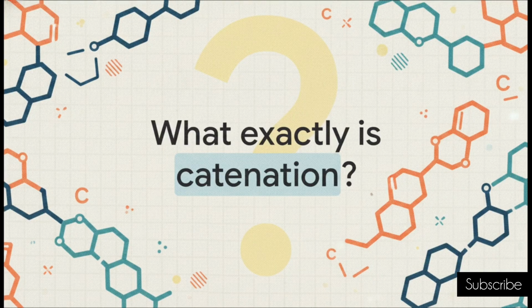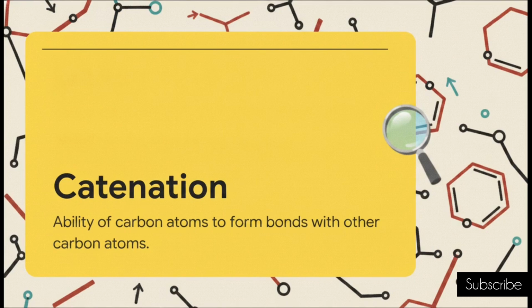So, what if you see this highly common 1-mark question pop up on your test asking you to specifically define catenation? What exactly should you write? You simply tell them that catenation is the extraordinary ability of carbon atoms to form bonds directly with other carbon atoms. This allows them to link up to form long chains, branch out, or even form closed rings.